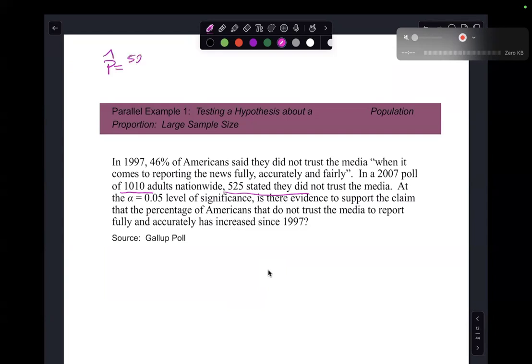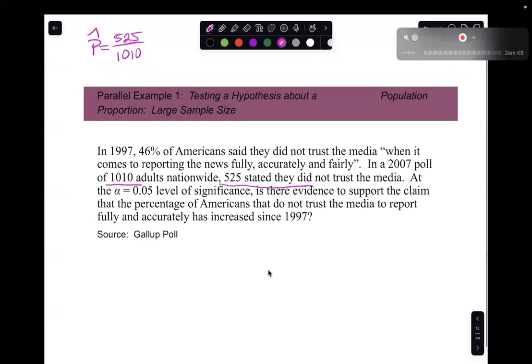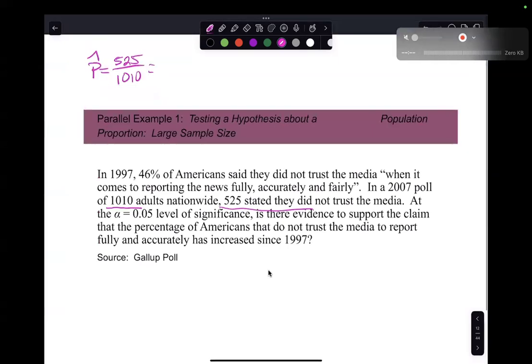525 over 1010. I need to go grab my handheld calculator. Okay. My p hat. I'm going to do 0.52. Are we all good with that? It's 0.5198. I'm just going to say 52%. We're not going to mess with all the extra. Okay. So my p hat is 52%.